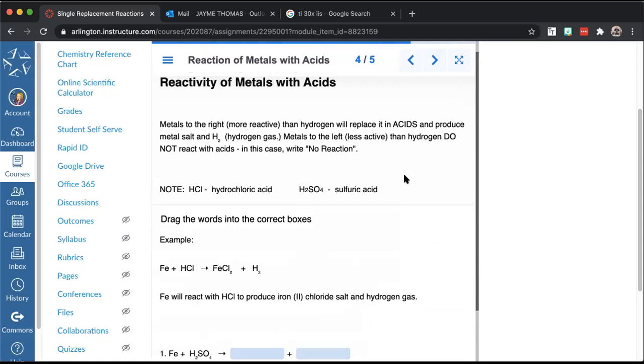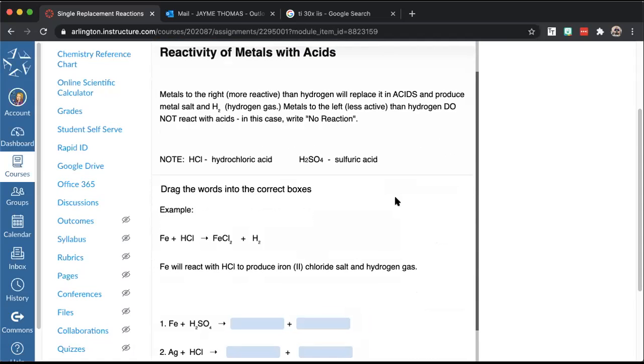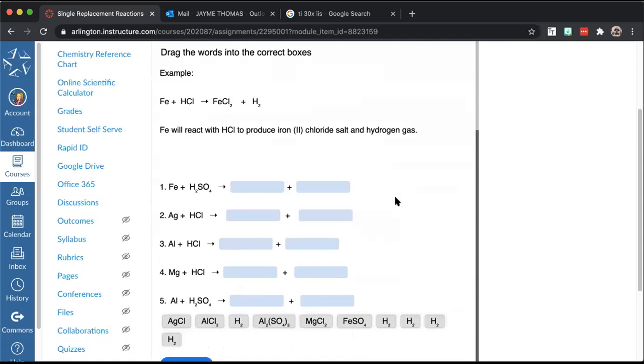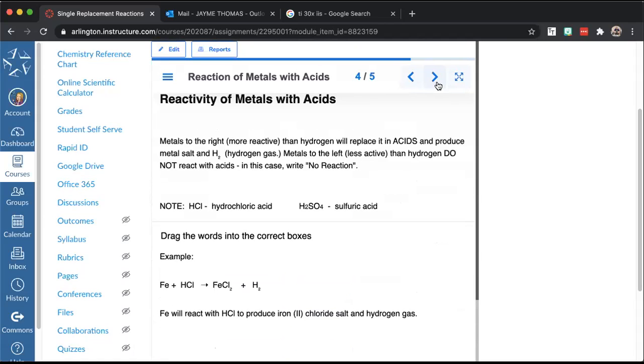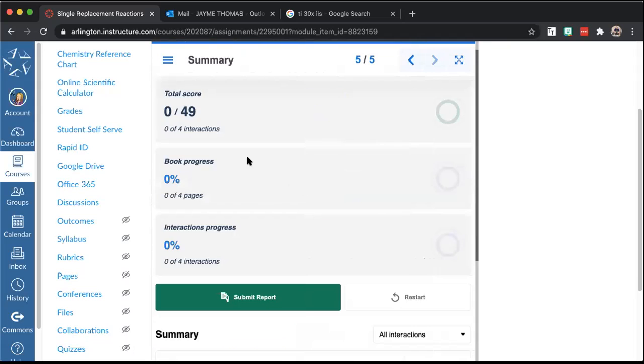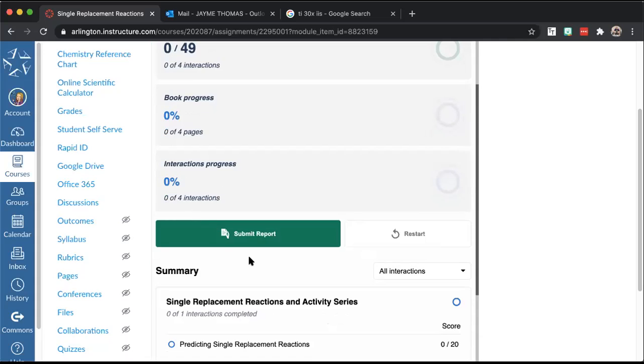This last one is they're all metals reacting with acids. So again, the metal is going to be replacing the hydrogen that's in the acid formula, and you will tell me what the products are going to be, okay? Once you do all 4 of those and you check them, then when you get to the 5th page where it has the summary, it should tell you that you've completed everything here. So just make sure that you hit submit report here so that it sends me your grade.